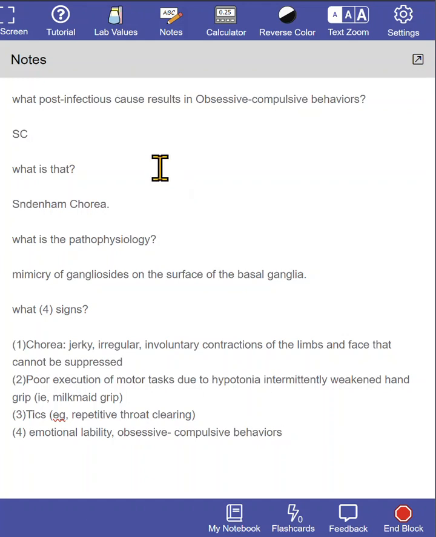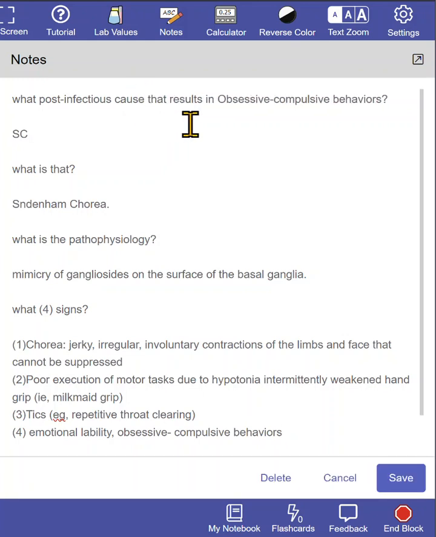So what post-infectious cause results in obsessive compulsive behaviors? SC. So SC is a post-infectious cause that results in obsessive compulsive behaviors. What is SC? It's Sydenham chorea. And what is the pathophysiology? It's mimicry of gangliosides on the surface of the basal ganglia. The gangliosides of the basal ganglia are actually similar to group A strep, right?